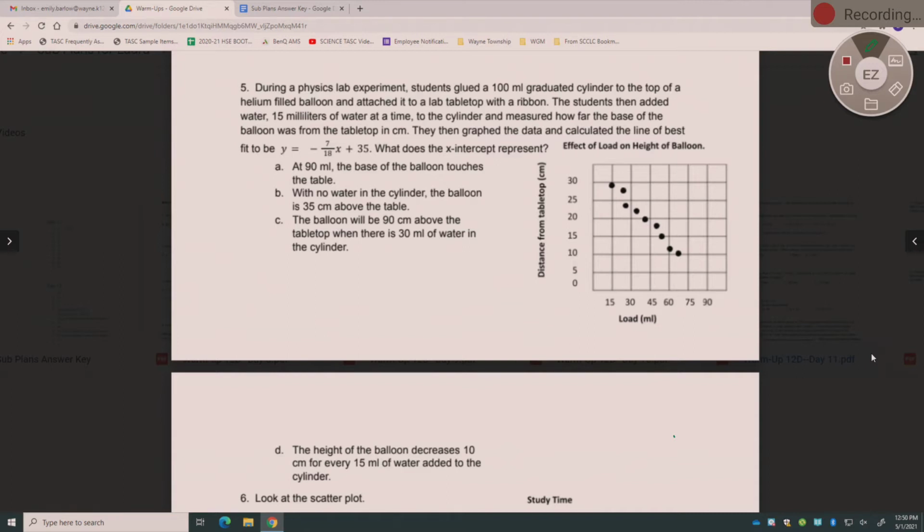Number 5. During a physics lab experiment, students glued a 100 milliliter graduated cylinder to the top of a helium-filled balloon and attached it to a lab tabletop with a ribbon. The students then added water, 15 milliliters of water at a time, to the cylinder and measured how far the base of the balloon was from the tabletop in centimeters. They then graphed the data and calculated the line of best fit to be y equals negative 7 over 18 times x plus 35.